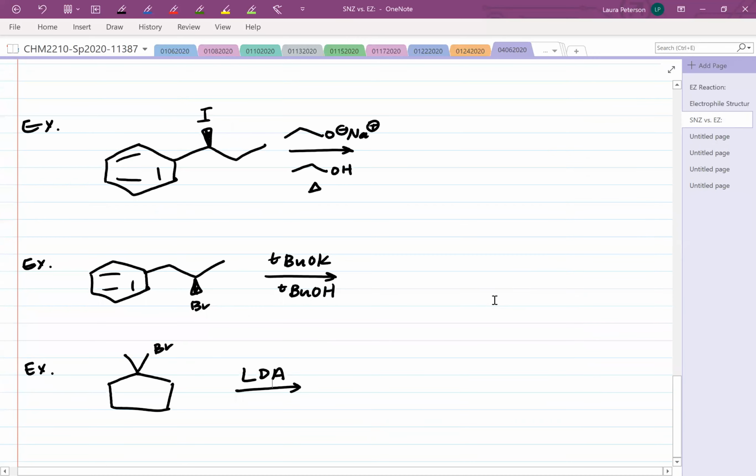Okay, so just to reiterate, on Wednesday in class, we will go ahead and go through these examples. I will talk about the electrophile, the base, and we'll go through and decide SN1, E1, SN2, or E2, and then we can predict the products.